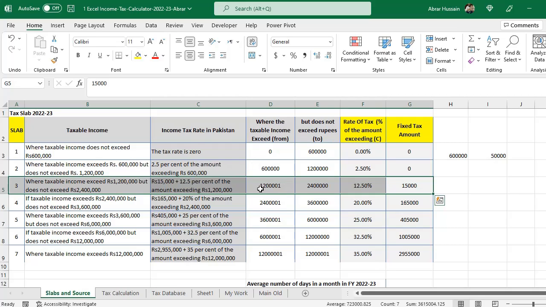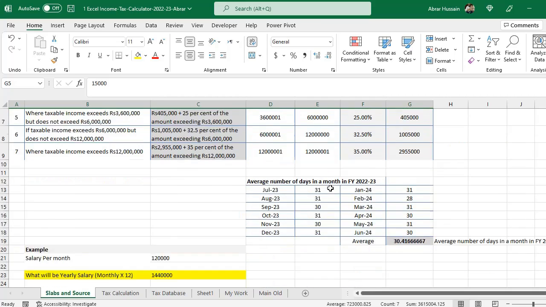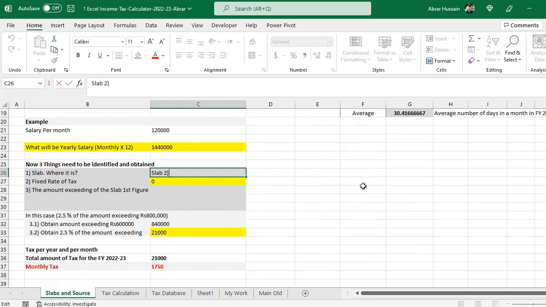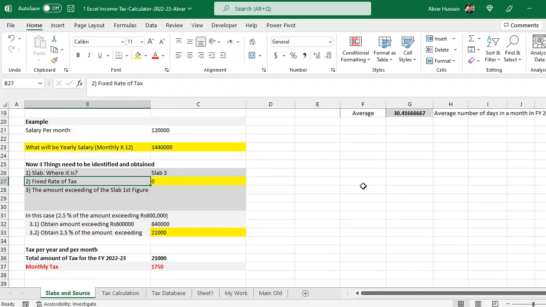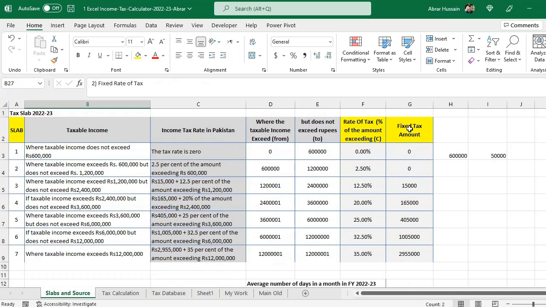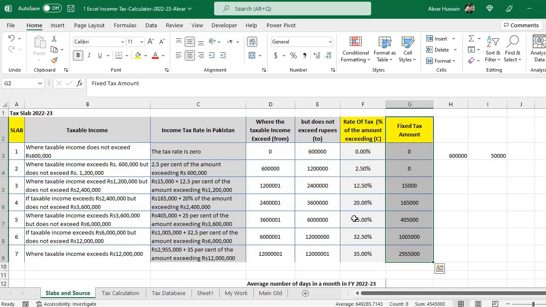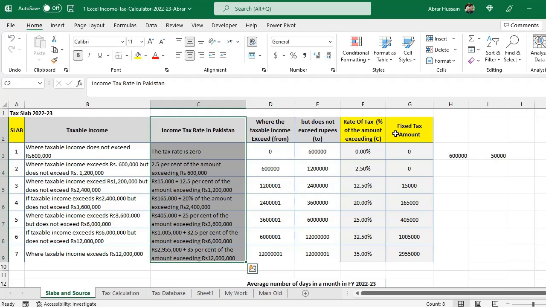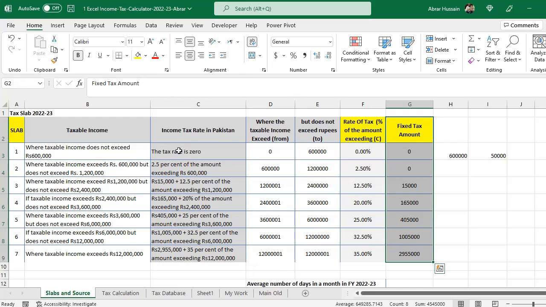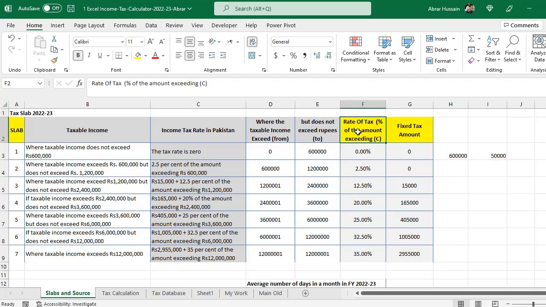You see here, this slab is starting from 1.2 million to 2.4 million, so from 12 lakh to 24 lakh. So here we have slab 3. Now here I will add slab 3. My slab is slab 3. Now the remaining two things are the fixed rate of the tax and the amount exceeding the slab's first figure. The fixed tax amount is written here in this column, and I have just taken that into digits, and then the percentage of the amount.